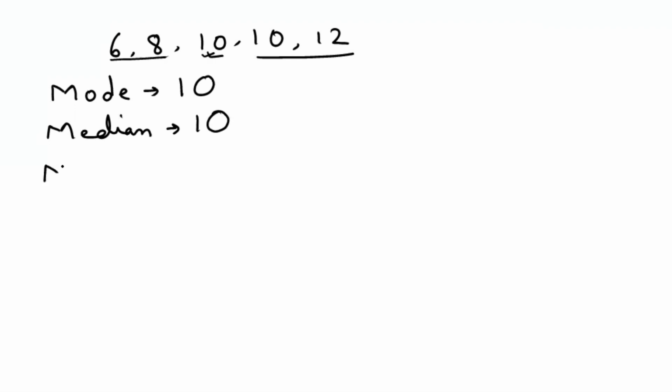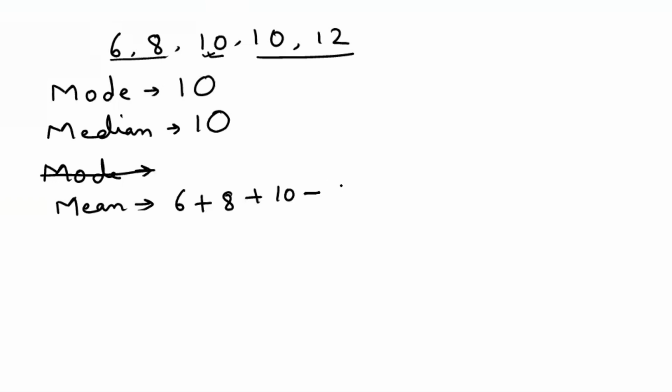Then we have to find the mode. Sorry, not mode. Mode we already did. We have to find the mean. How can we find the mean? We have to add all of the given numbers: 6 plus 8 plus 10 plus 10 plus 12. The sum of this will be 46.